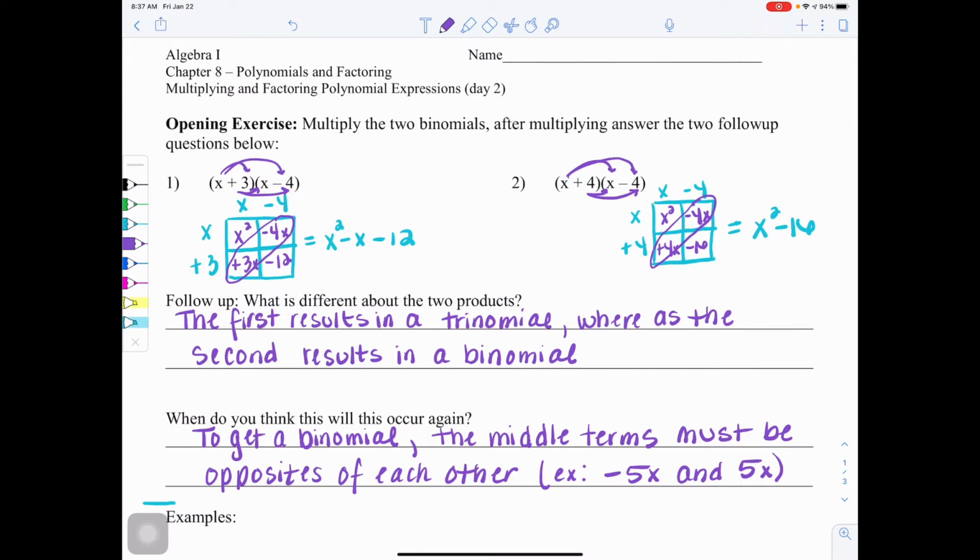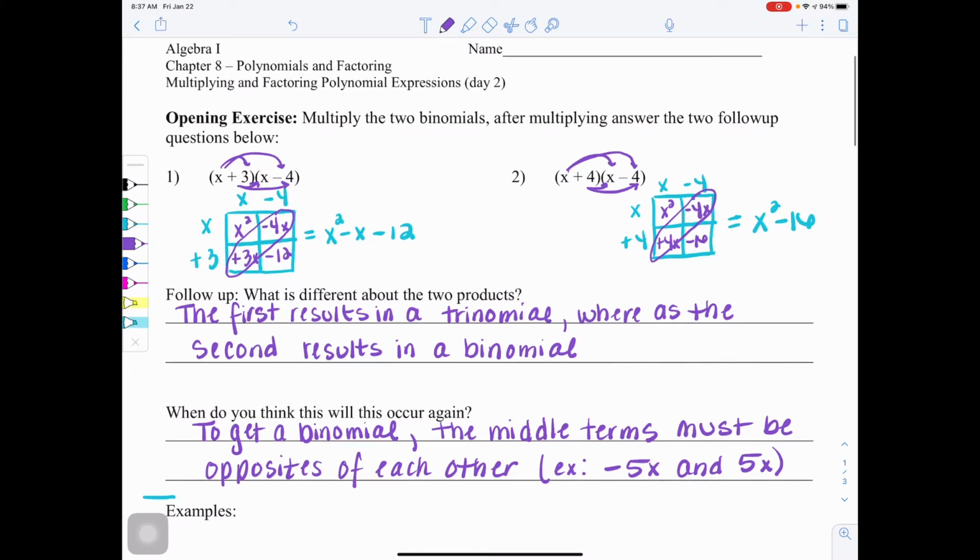So in number 1, you should get x squared minus x minus 12. And then when you look at number 2, you should get x squared minus 16. So the first follow-up question says, what is different about the two products? Well, the first results in a trinomial. So remember, a trinomial is a 3-term polynomial. So looking up here, 1, 2, 3 terms. Whereas the second results in a binomial, which is a 2-term polynomial, 1, 2.